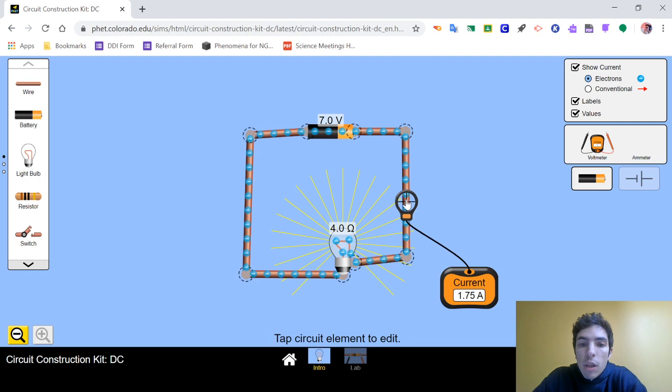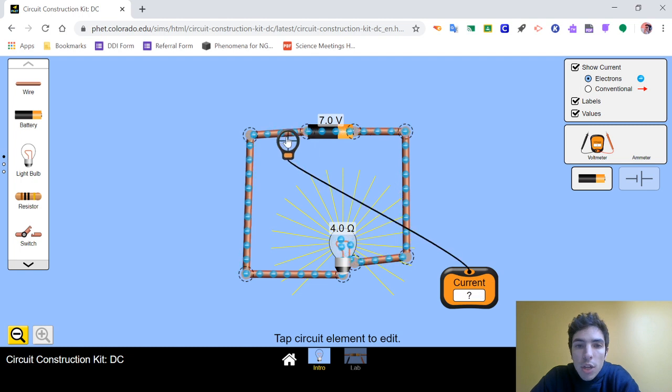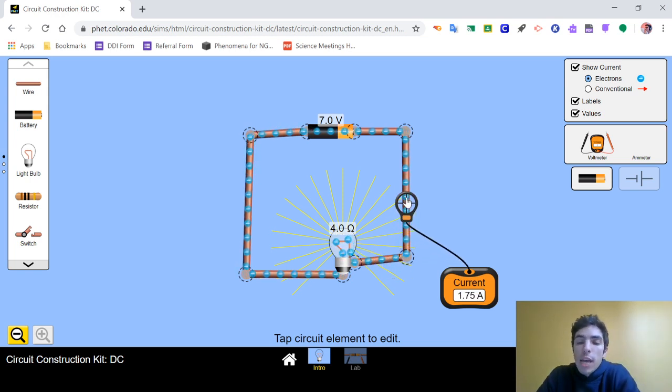Now, one important thing to note, and you can investigate this on your own too, I can put this at just about any different place in the circuit, and I'm getting the same 1.75 amperes or 1.75 amps no matter where I go. Now, in the future, that might not always be the case, but you can see if that's the case in the circuit that you build. For now, it looks like it should be the same throughout the whole circuit.